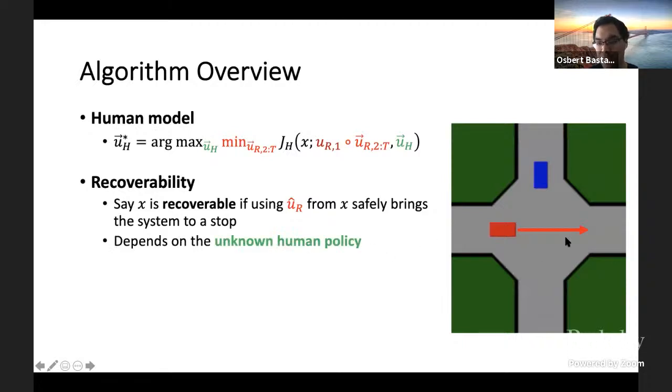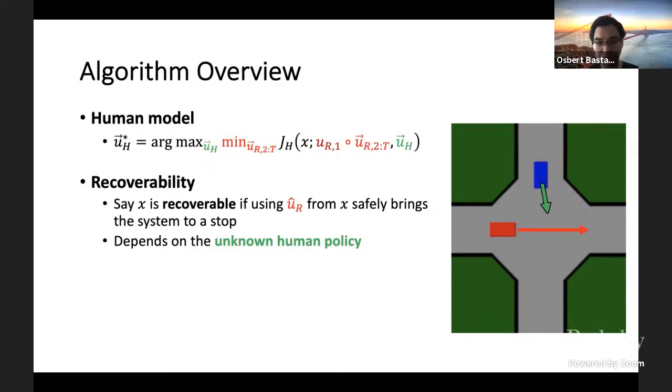So importantly, that's just this red trajectory that I showed before. But importantly, in this case, recoverability depends on the unknown human policy. So the human is also going to be taking some sequence of actions, and whether or not the robot comes to a safe stop depends on what actions the human takes. And unlike before, we don't know this part of the environment, or what policy the human is using, so we can no longer simulate the system in order to check if a given state X is recoverable.